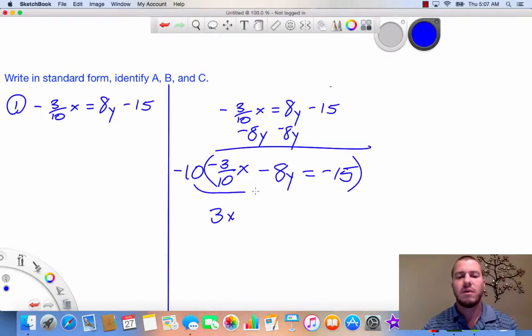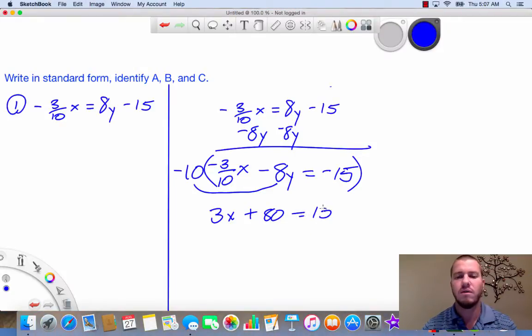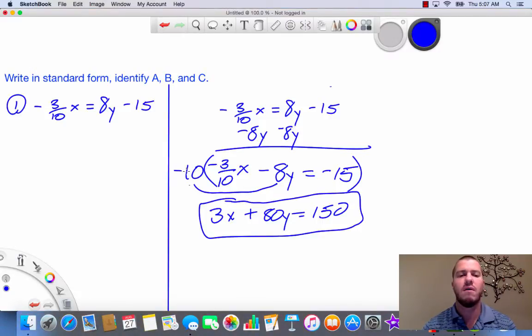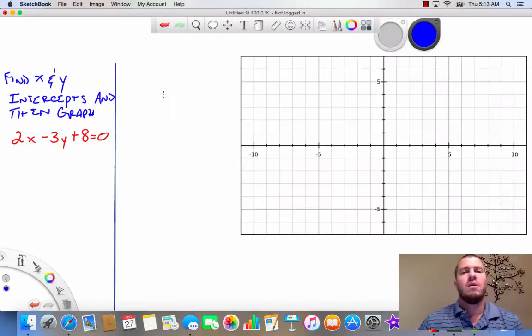Then I need to multiply it to the y as well, negative 8y. Again, negative times negative is positive. That becomes 80y is equal to positive 150. Let's put the y there. So this is the standard form of the original equation or original function.